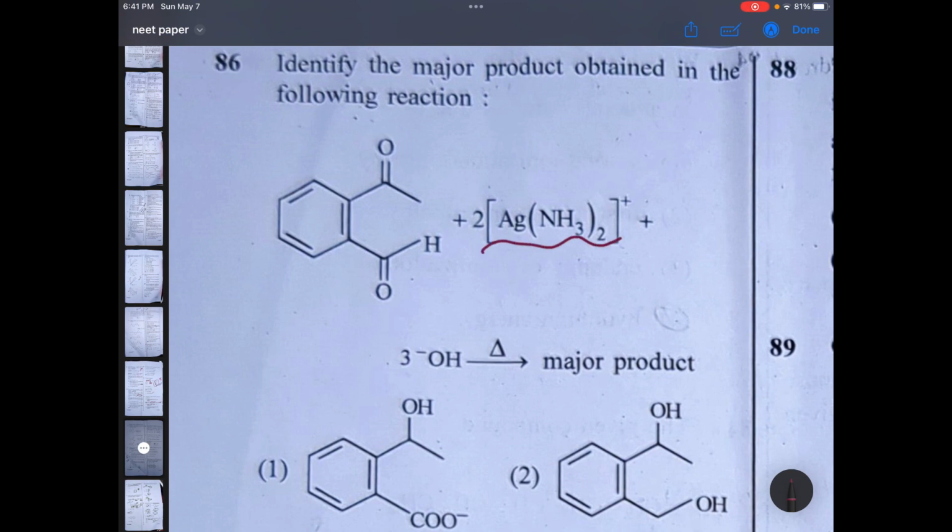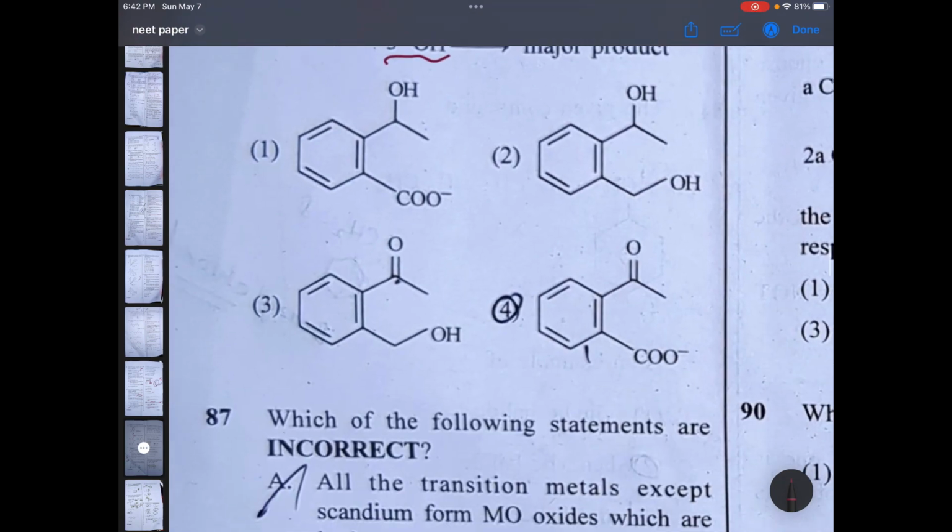Identify the major product. This is nothing but Tollens reagent. Tollens reagent has no effect on ketone, but oxidizes aldehyde to acid. So this is your answer. It is not affected. This is converted to acid.